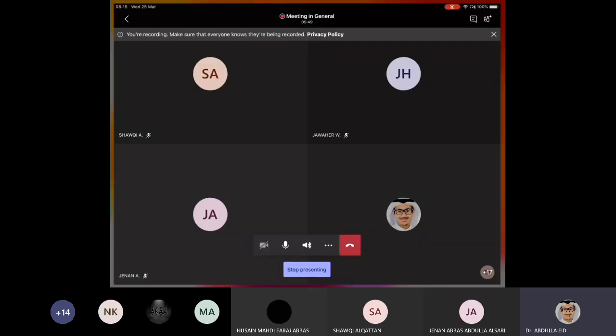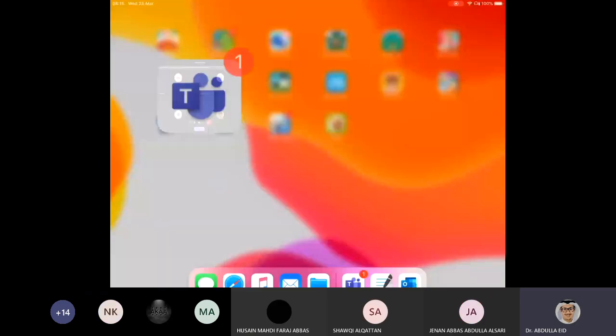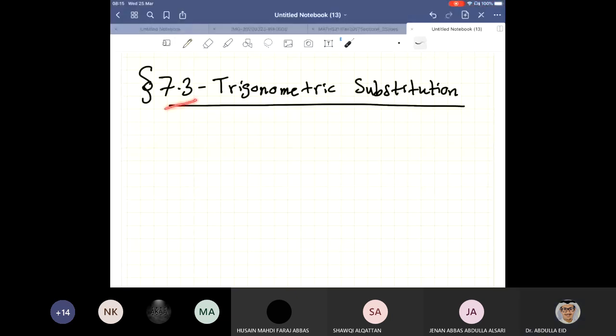So today we will start a new section, a new topic. It is section 7.3, which is trigonometric. Again, we have trigonometric functions: sine, cosine, secant, tan, and so on. And it's called substitution. Let's see what we mean by trigonometric substitution and how we can solve the questions.